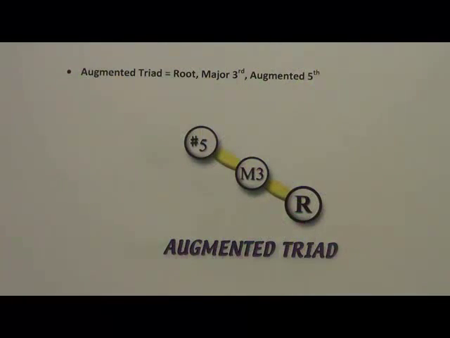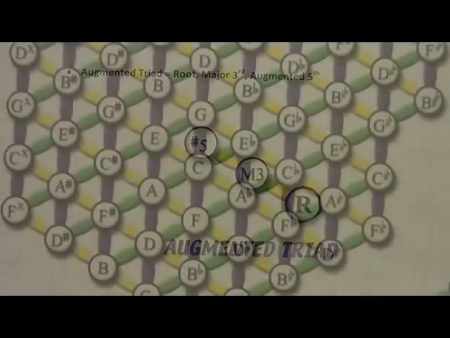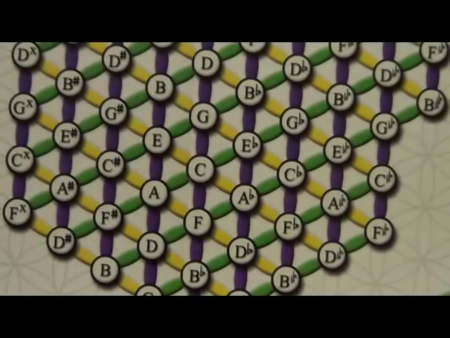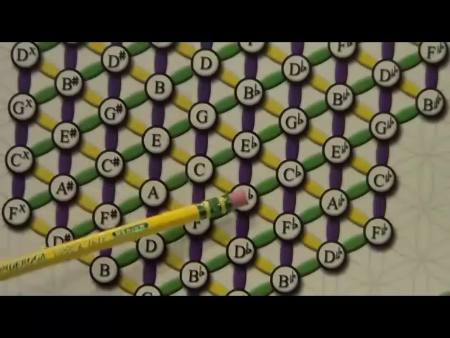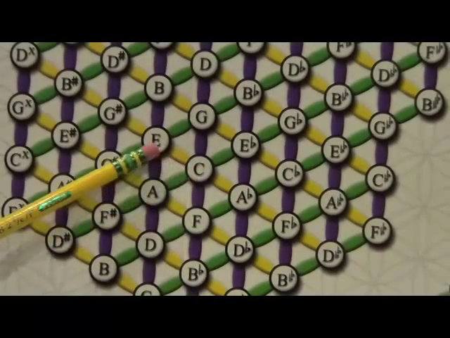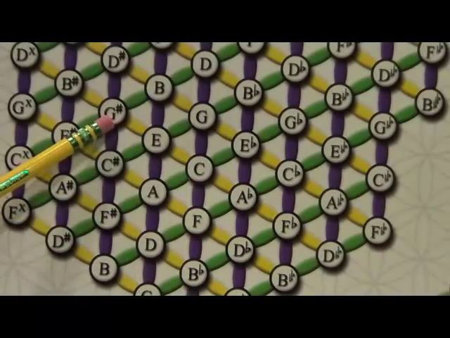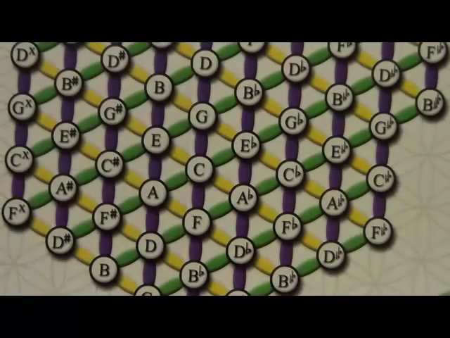And finally, our augmented triad, which consists of the root, major third, and sharp 5. The formula is yellow up, yellow up. Now to apply the augmented triad formula to the flower of music, one more time, we will use C as our root. We'll go with C, go yellow up to E, yellow up to G sharp. So our C augmented triad is C, E, G sharp.